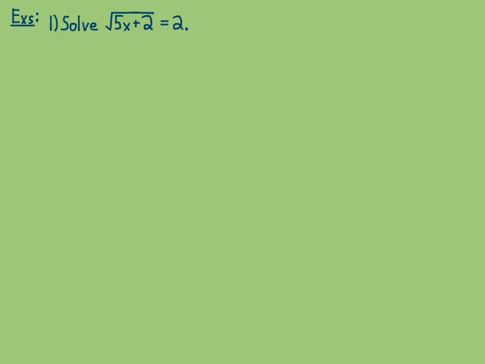There's no square root of blah, blah, blah, and then a plus 18 or something on the outside of the square root, right? So to solve this, I just square both sides. The index is 2, it's the square root, so I square both sides. Then the left side would just become 5x plus 2, because the square and the square root cancel. So that's 5x plus 2 equals 4, because 2 squared is 4.